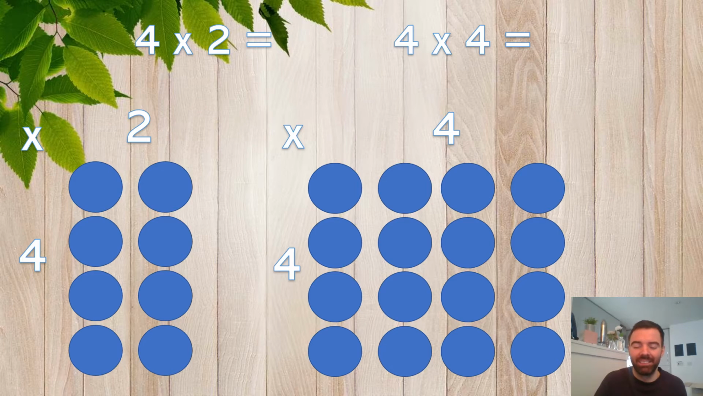Good. Hope we got on okay with that. Again, you could draw some more arrays if you find that a bit tricky. Why not try 4 times 5? Or 4 times 3?